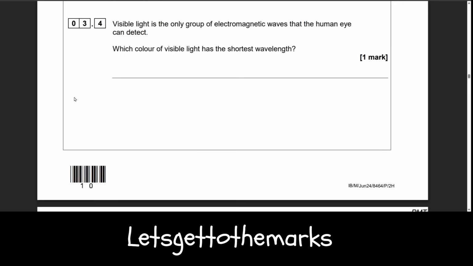3.4. Visible light is the only group of electromagnetic waves that the human eye can detect. Which color of visible light has the shortest wavelength? So what you've got to do here, if hopefully you know your electromagnetic spectrum off by heart, is pause the video, have a go, guys. Right, I'm going to go through the explanation.